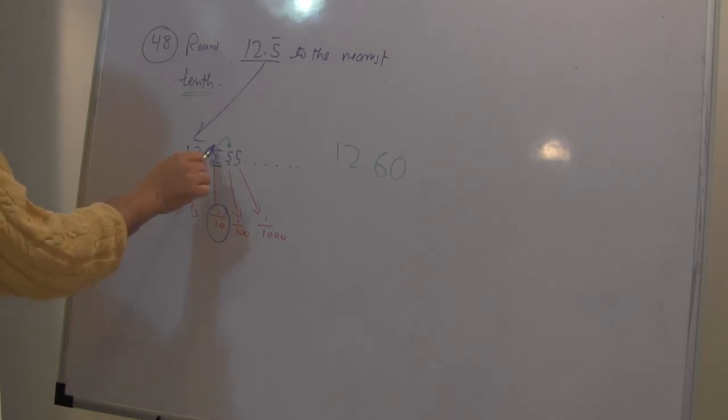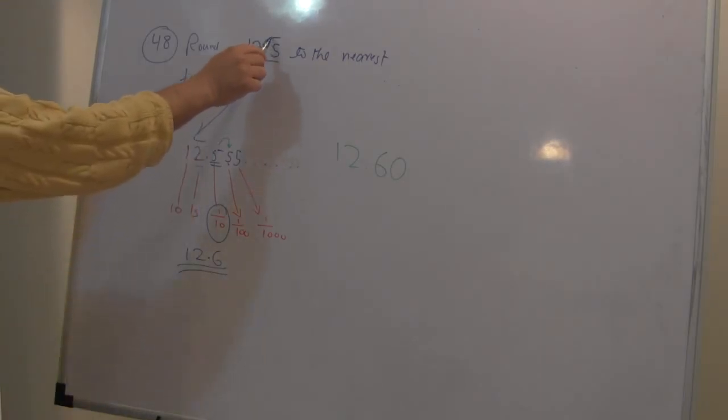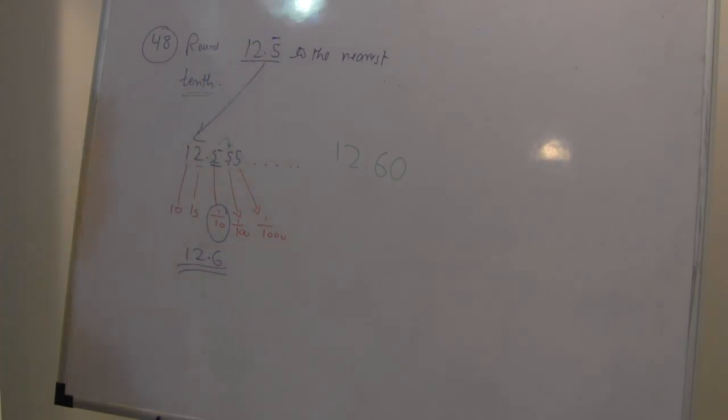If this is 5 or more, this will become 12.6. Wait a minute, there isn't any other 5s in the problem. There's only one 5 in the problem. Look at the question. It says 5 bar, so that means 12.55555, it goes on forever.